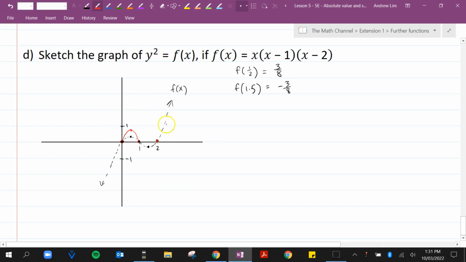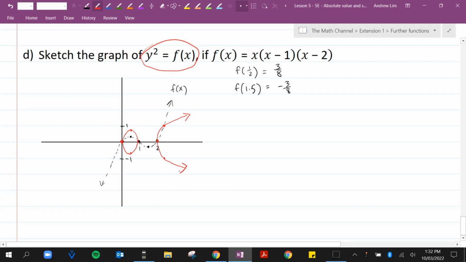This section here, so that's square root of 1 is 1. This section here is less than 1, so the square root of that will be greater. This bit here is greater than 1, so the square root of that will be less than it. However, we want y squared, so we're going to reflect it. Like so.